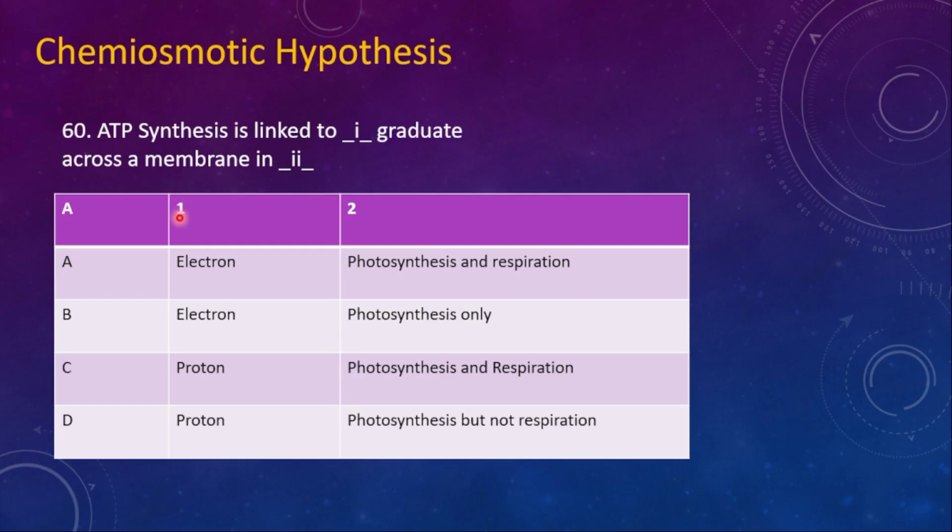So here, first one: electron, electron, proton, proton. Second one, they link to a electron gradient across the membrane in photosynthesis and respiration. Photosynthesis only, photosynthesis and respiration, photosynthesis but not respiration. Here the right option is option C, proton and photosynthesis and respiration, because the ATP synthetase enzyme is used for both in photosynthesis and respiration process.